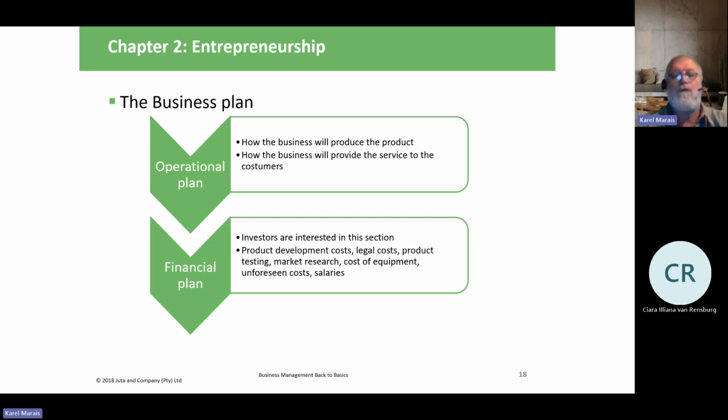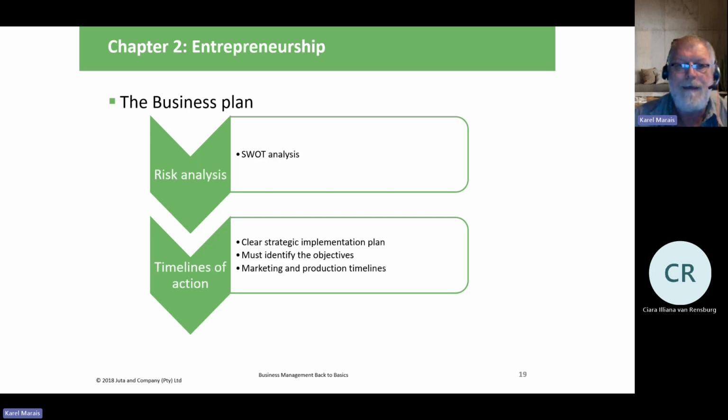So in your financial plan, you always need to have that contingency in that financial plan to make sure you've taken cognizance of everything that can go wrong. Your risk analysis. For risk analysis, there are lots of tools, Pestle and a lot of others, but the typical one to use is a SWOT analysis.